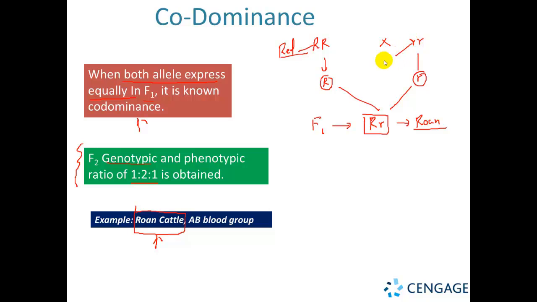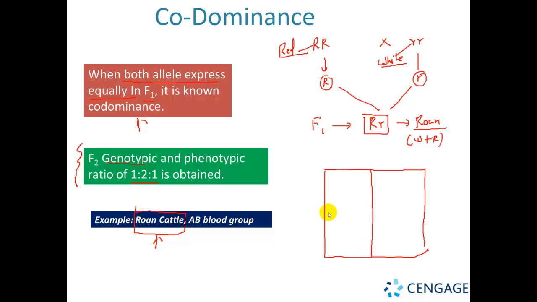So capital R was responsible for red fur and small r responsible for white fur, right? So Roan cattle have both white plus red. Here both white plus red are actually present. That's why we are calling them Roan cattle. Okay. So again, if I go for the Punnett square.